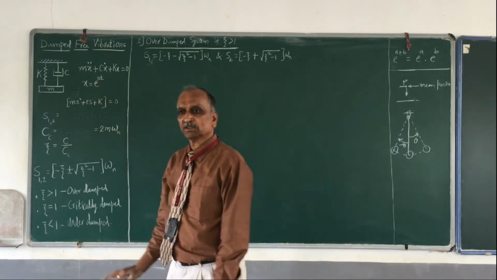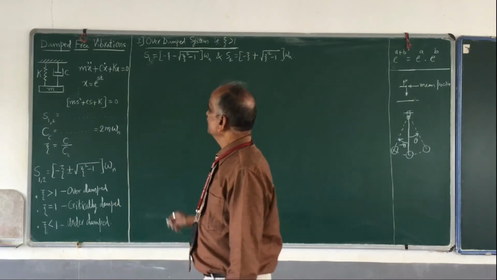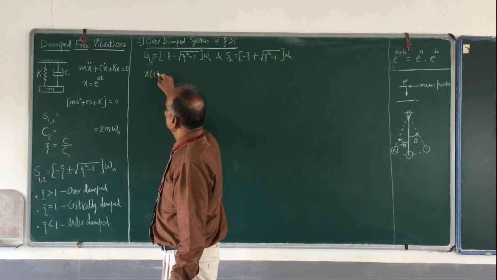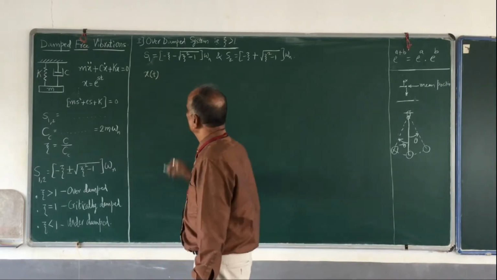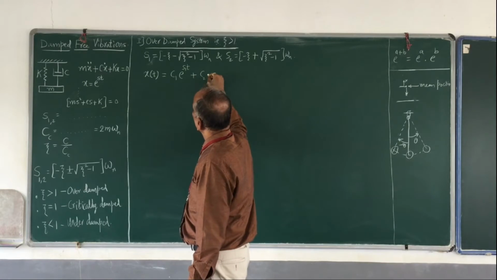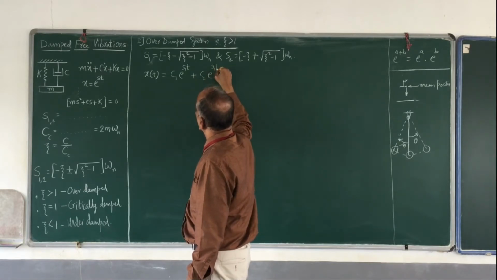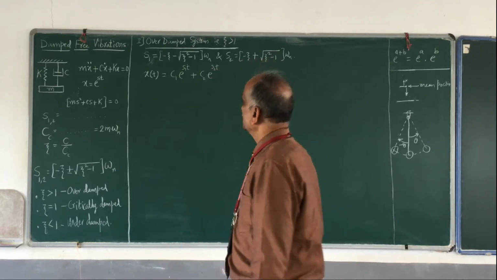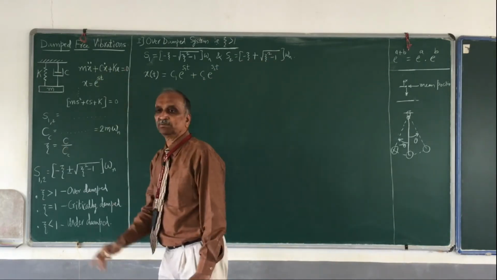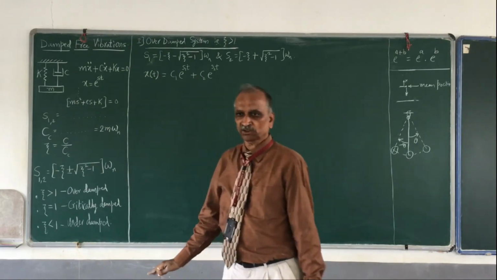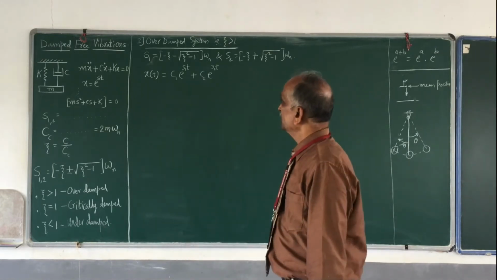If S1 and S2 are these values, then please remember what our solution is. Our solution is x equal to e raised to st. Now what is the general solution? General solution, x of t, or simply x, is equal to C1 into e raised to S1t plus C2 into e raised to S2t. C1 and C2 are two constants which are necessary because it is a second order differential equation. This is covered in mathematics; you already know it, so I shall not go into detail.